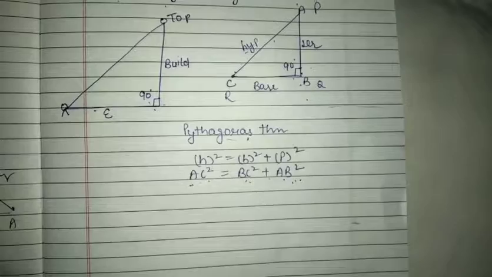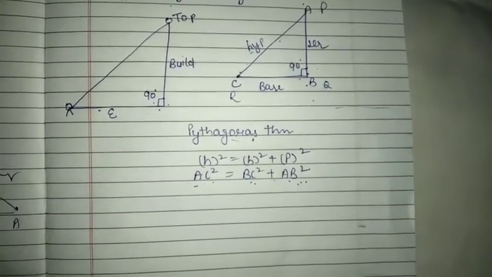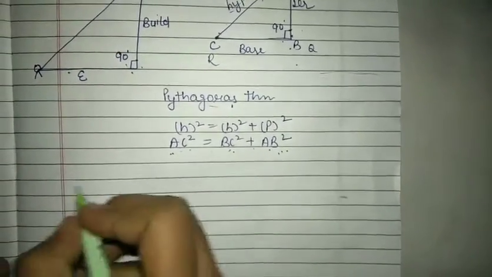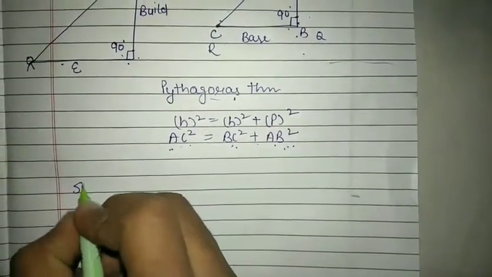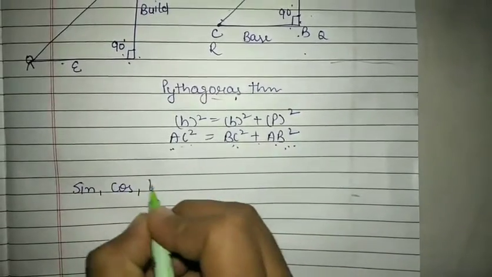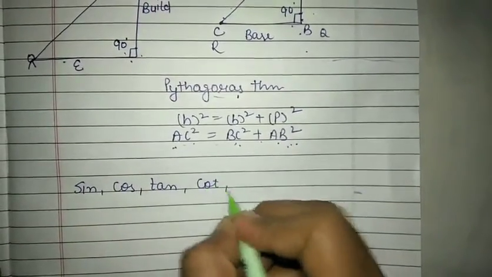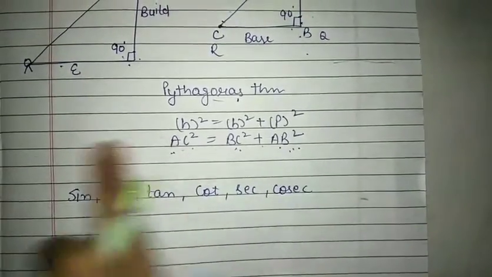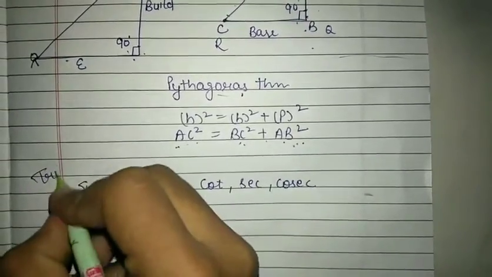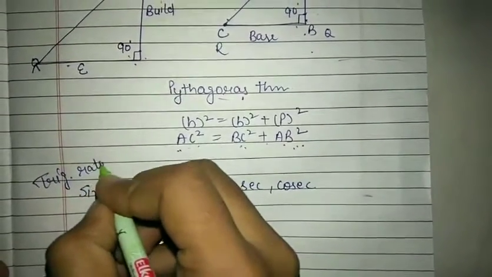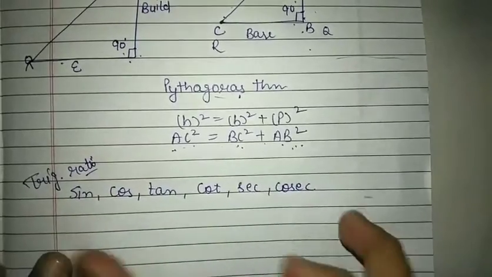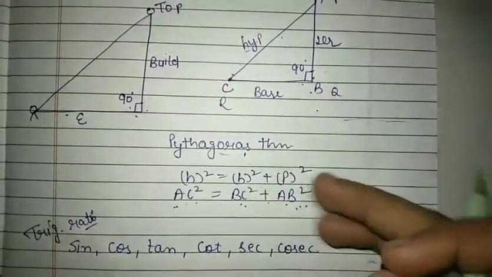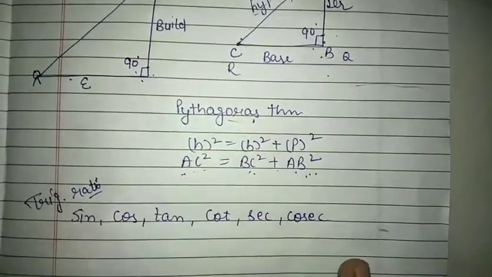Now let's start finding trigonometric ratios and the formulas of trigonometric ratios. I hope you know that there are 6 trigonometric ratios, that is sine, cos, tan, cot, secant, and cosecant. These are 6 trigonometric ratios. There are some formulas for finding these ratios which are based upon right angle triangle. So that's why I told you what a right angle triangle is.